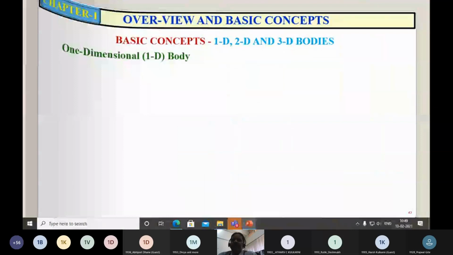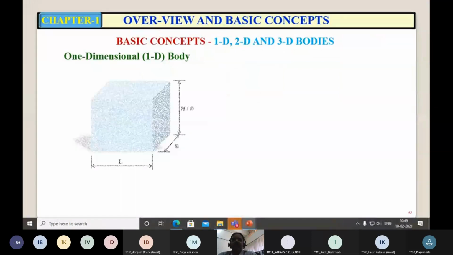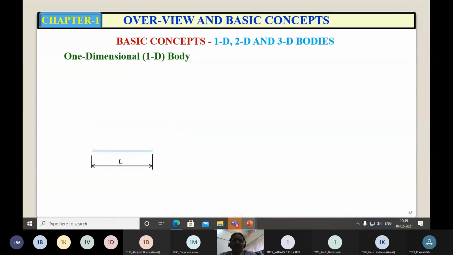Similarly, one-dimensional body. Out of three dimensions, if any one dimension is very large as compared to the other two dimensions, out of three, only one dimension is very large. That is a one-dimensional body. So here the length of the body is very, very large as compared to the cross-sectional dimensions, that is the breadth and depth. So we can call this a one-dimensional body.